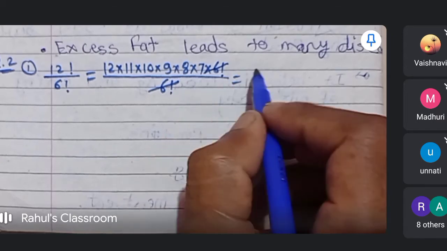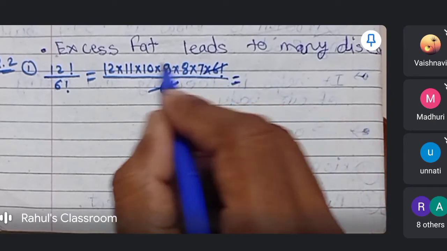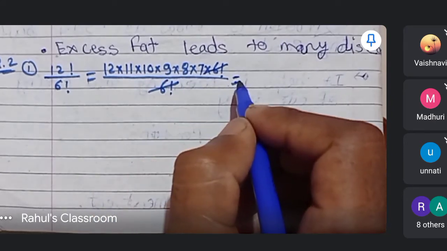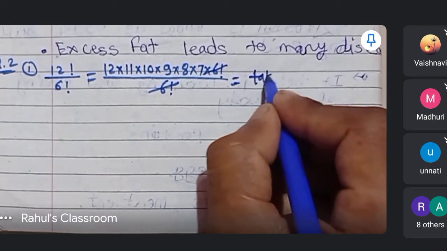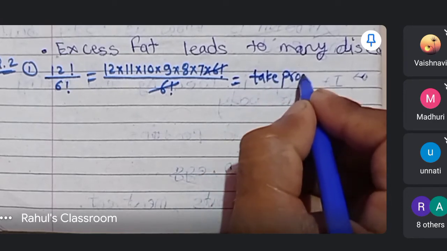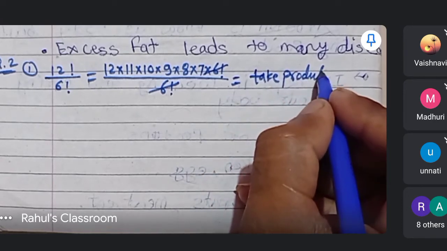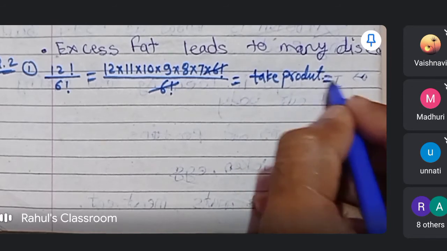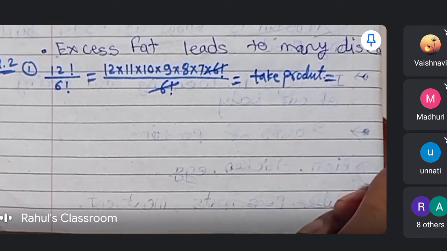जो काही आन्सर आलेला असेल तो आन्सर इथे लिहायचा बाय टेकिंग इट्स प्रॉडक्ट. टेक प्रॉडक्ट आणि आलेला प्रॉडक्ट इथे लिहून टाकायचा.